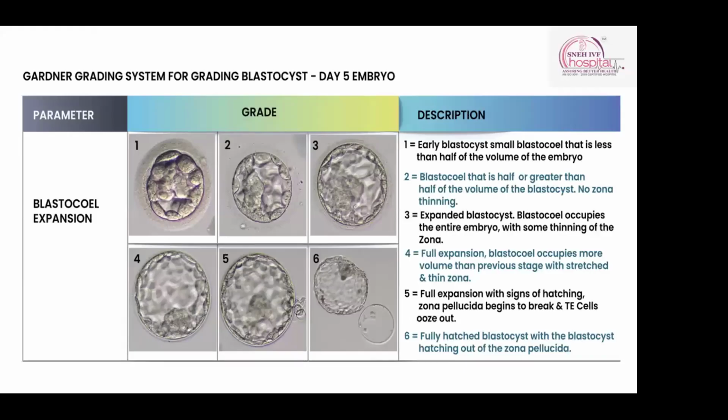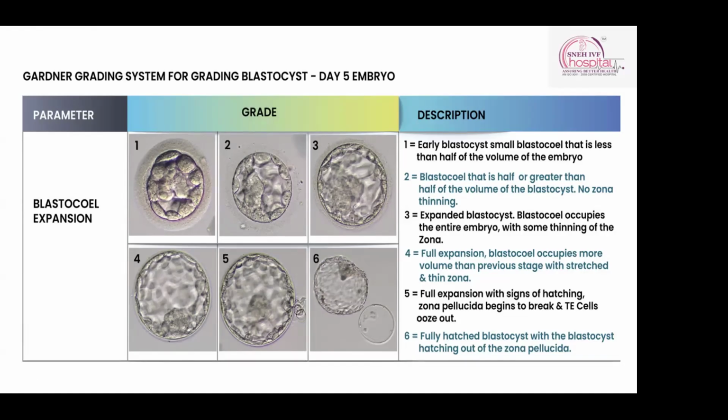Before moving further, let us understand Gardner's grading system, which we are following across all the SNE hospitals. For Gardner's grading system, there are three different parameters. First is blastocyst expansion, then we have ICM grading, and then we have trophectoderm grading. Let's understand how blastocyst expansion grading works. It grades from 1 to 6.